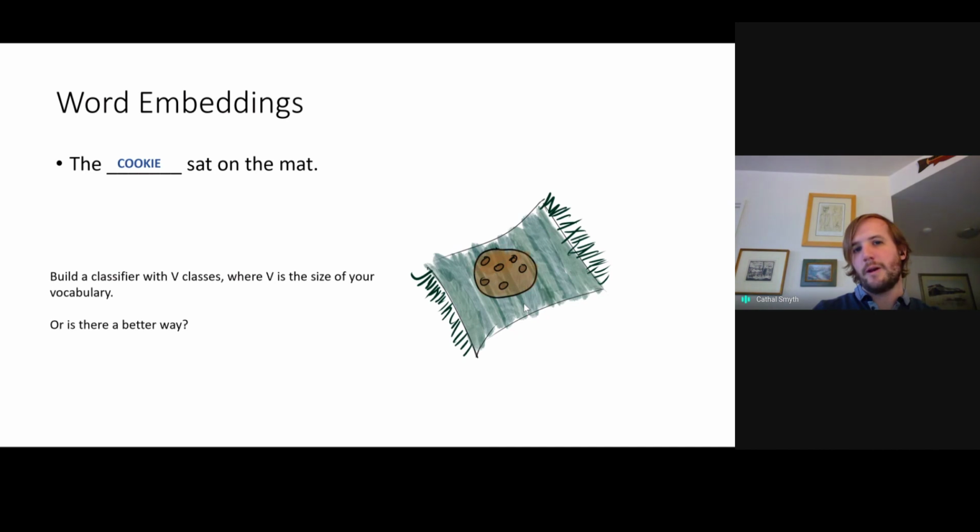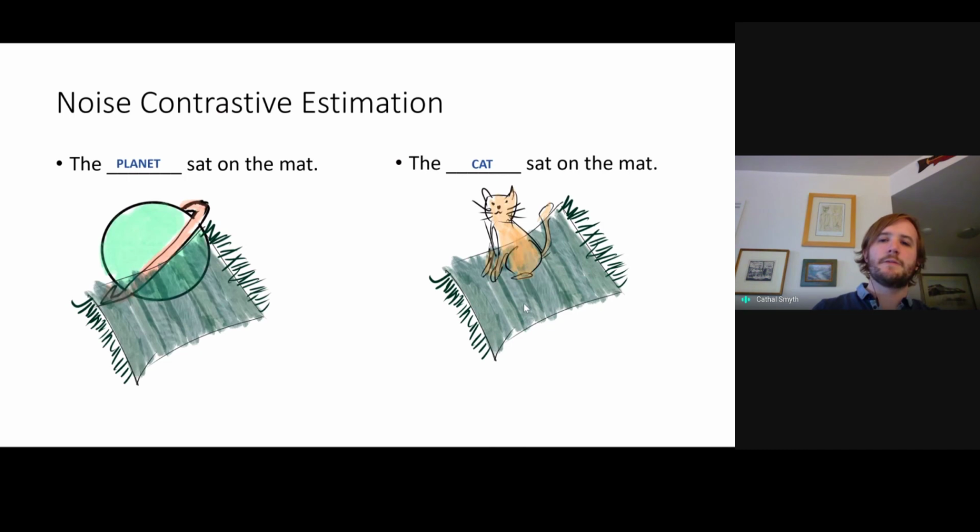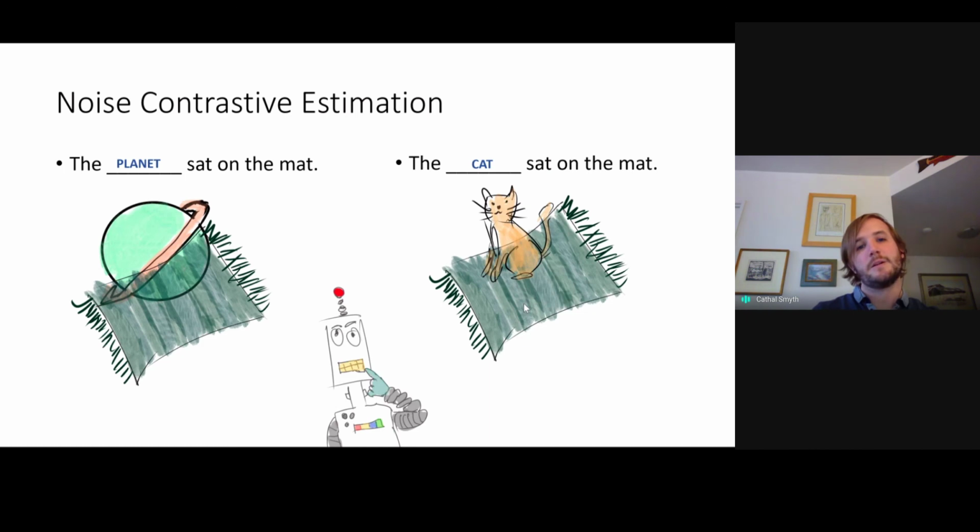So maybe there's actually a better way than trying to get a classifier to guess what word goes in there out of all of the possible words. Maybe we just give it an easier choice. So instead of having it guess every possible word, we just give it the true word, and we also give it a fake word. So in this case, the classifier has to decide, is it the cat that sat on the mat, or is it the planet that sat on the mat?